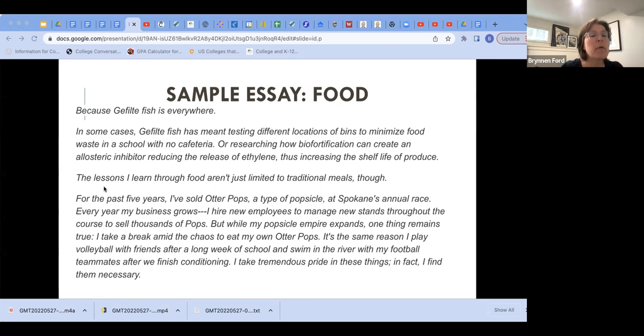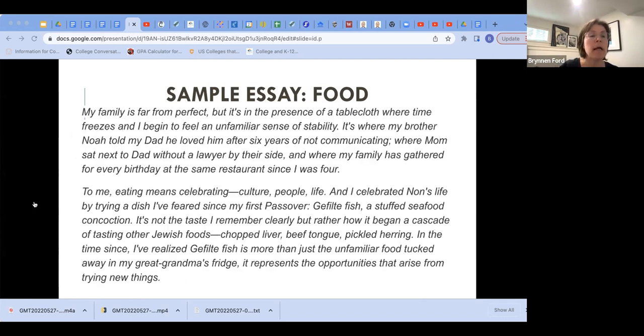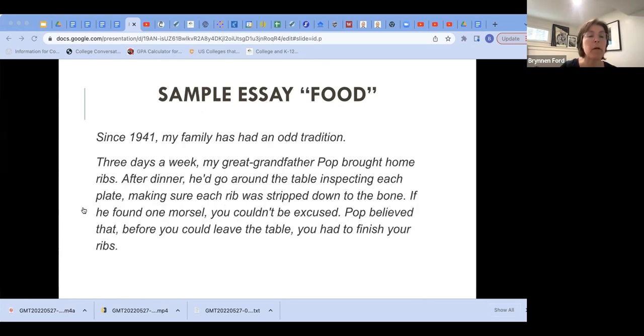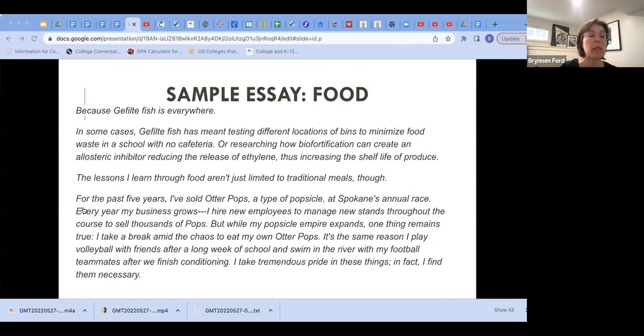Cool. Another thing I really want to point out is that you do not have to have complete three to five sentence paragraphs in these things. Did you notice that he has a lot of these one-liners throughout it, right? He starts with a one-liner. He ends with a one-liner.